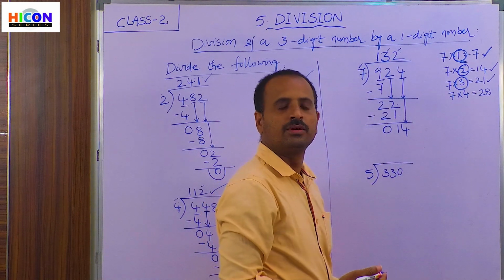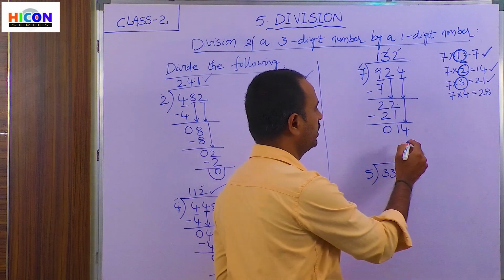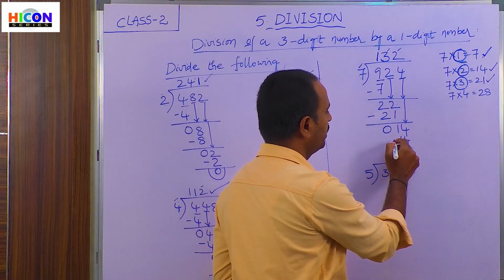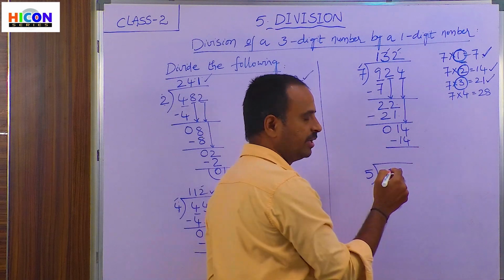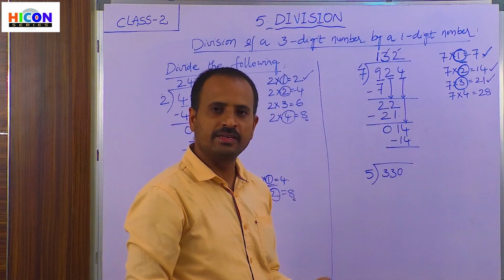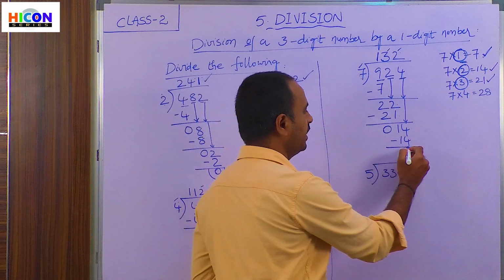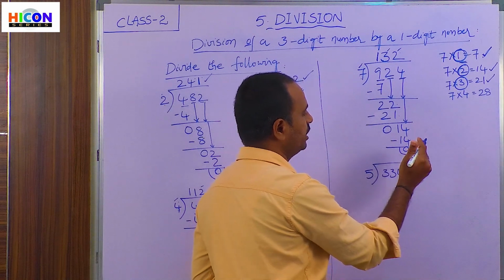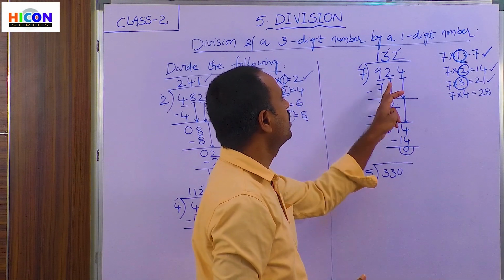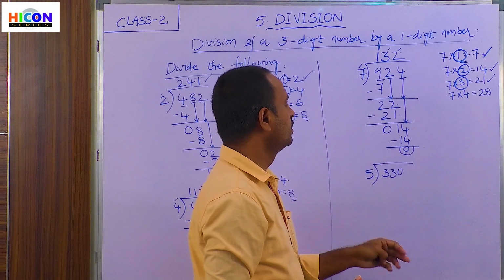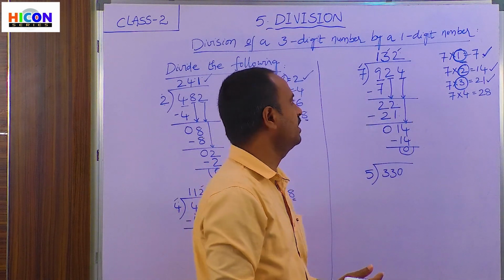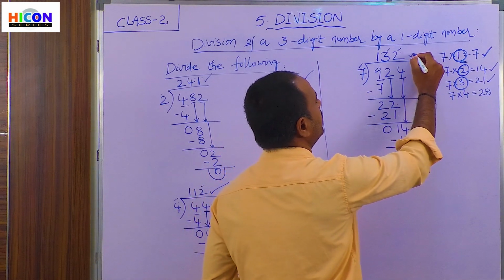7 2s are 14. So write that 14 below the 14 and subtract. So 14 minus 14, the answer is 0. So children, the division is completed because there are no more digits to bring down. What is the answer here? The answer is 132.